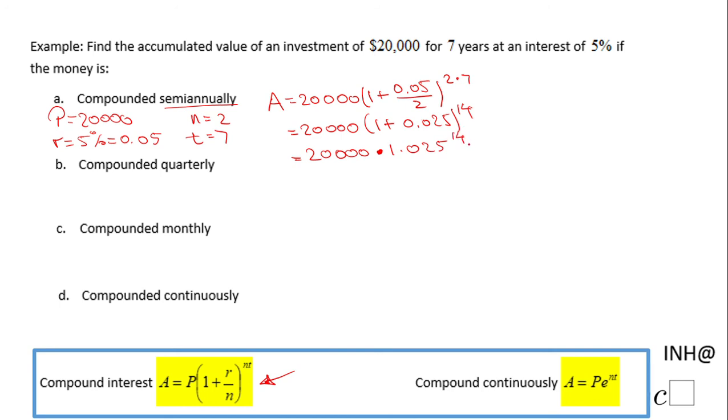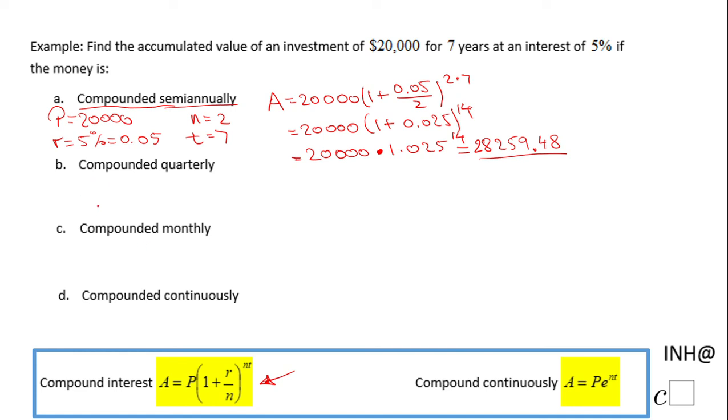At this moment, you really need a calculator, at least a scientific calculator, to do this math. The answer will be $28,259 and 48 cents. I rounded to the nearest cent. So this is the amount you get if the calculation is done semi-annually, twice a year.